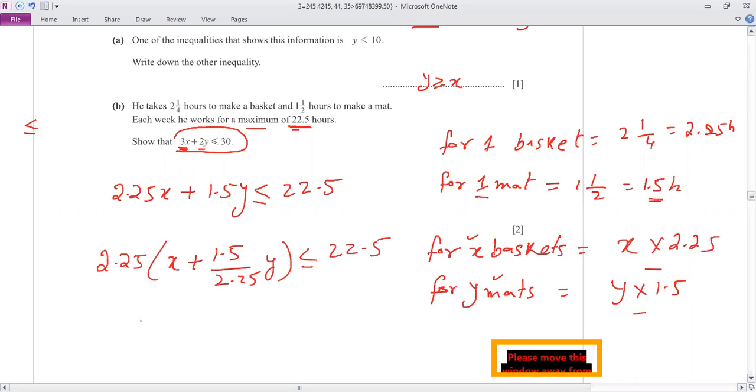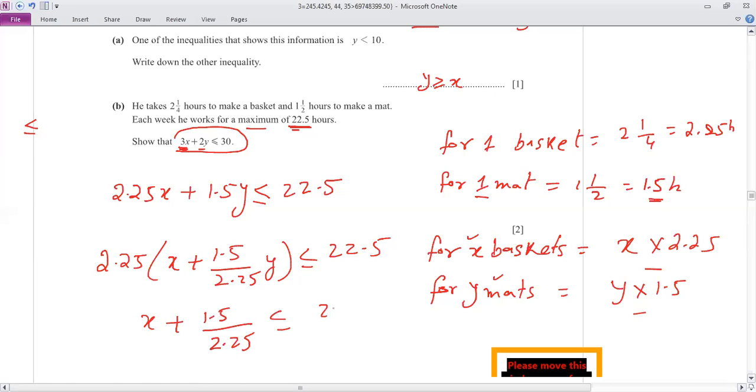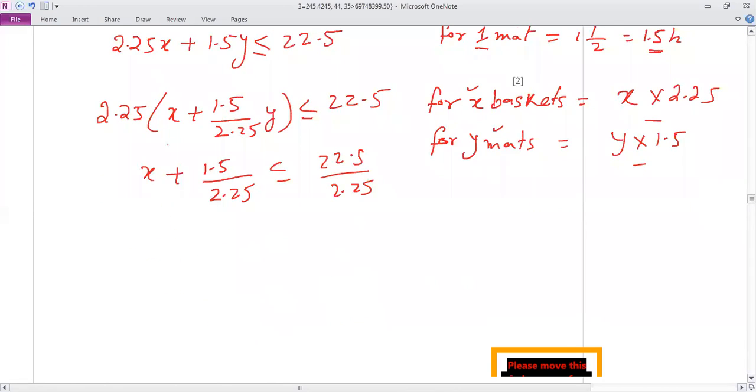Take 2.25 to the other side. It will be x plus 1.5 over 2.25 y. What will it be? I'll let it be in this same form, doesn't matter, less than or equal to 22.5 over 2.25. And then I have to make 3x.